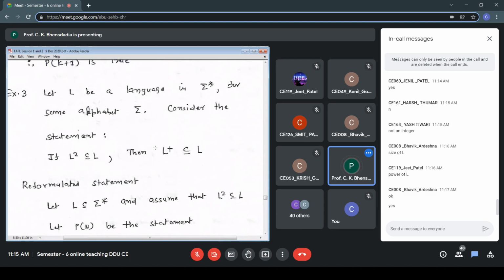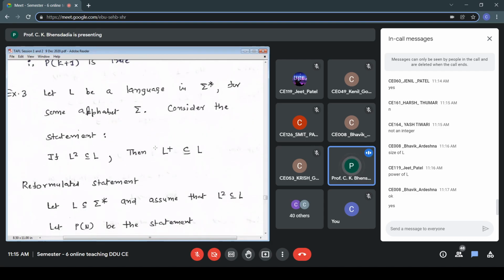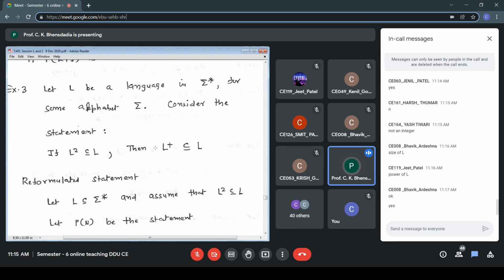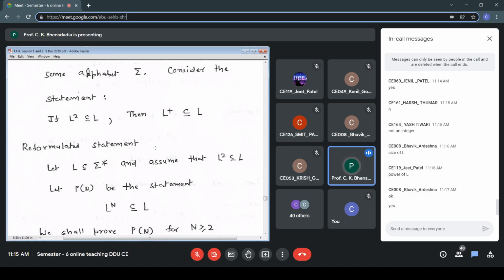Let L be a subset of sigma star. If L square is a subset of L, then L raised to n is a subset of L, and this we will prove for n greater than or equal to 1. Ideally, it should be 1, but for a specific reason we have taken 2. Ideally it should be 1, because that is the meaning of L to the power plus, one or more occurrences of a pattern. So we'll prove this P(n) for n greater than or equal to 1.